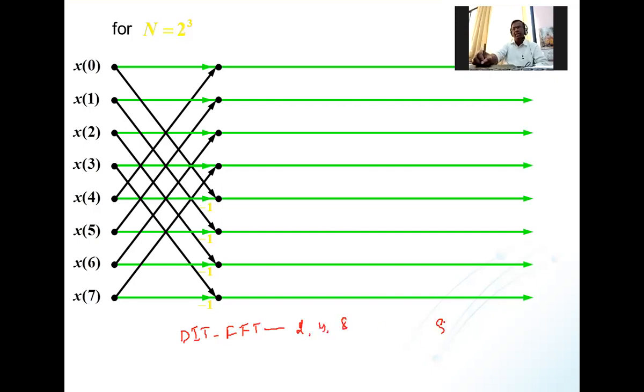It is for 8 point value per calculation. Whereas in DIF FFT we have a computation like 8, 4, 2. So it is like a smaller value to higher value we are going for the DIT FFT, whereas for DIF FFT it is higher value to smaller value going. So that is how we are understanding with this diagram here.